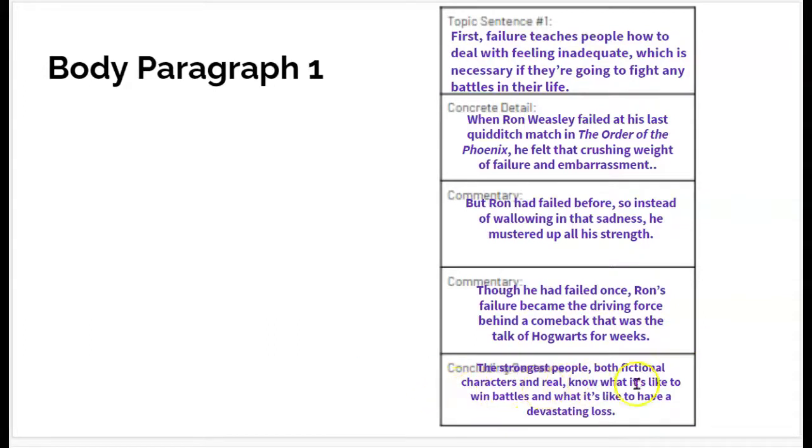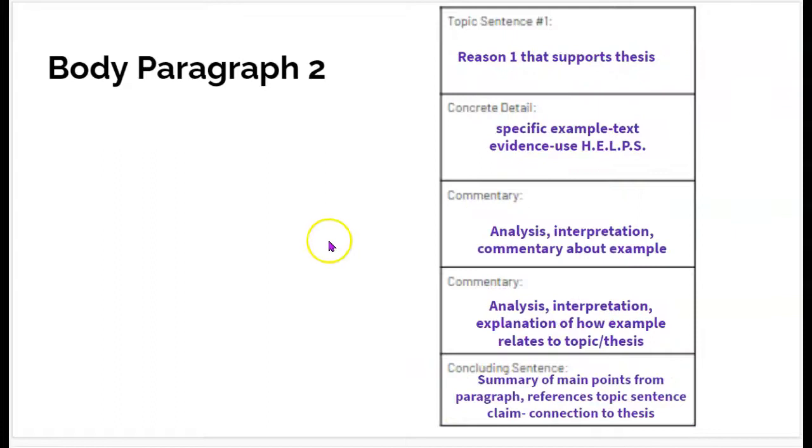The strongest people, both fictional characters and real, know what it's like to win battles and what it's like to have a devastating loss. Okay, so if you're feeling inadequate, you have to know how to handle loss. So they talked about that in this paragraph. They would do the same thing in body paragraph 2, although I didn't provide an example here, but it follows the same pattern.